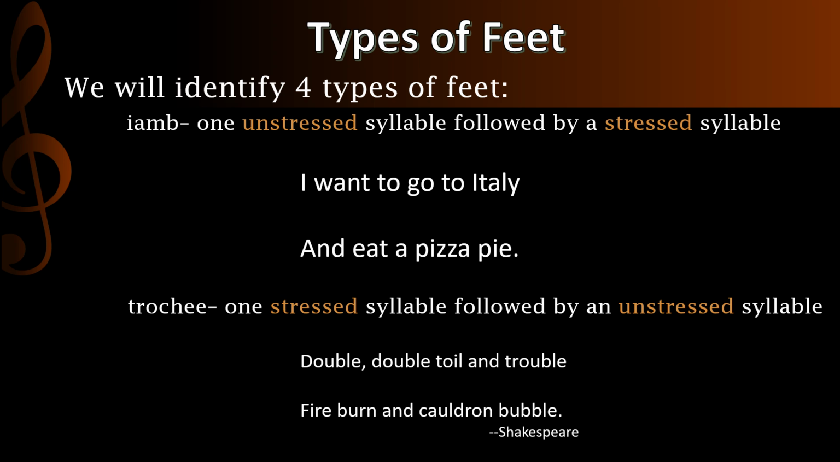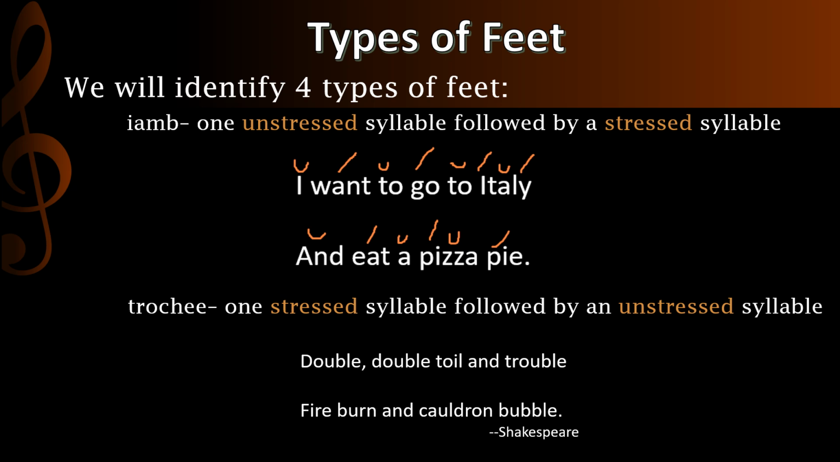Poetry uses, and indeed all speech uses, different types of feet. And we're going to talk about four types of feet that are the most common. The first one is the iamb. And the iamb is one unstressed syllable followed by a stressed syllable. So iambs are used in the phrase, I want to go to Italy and eat a pizza pie.